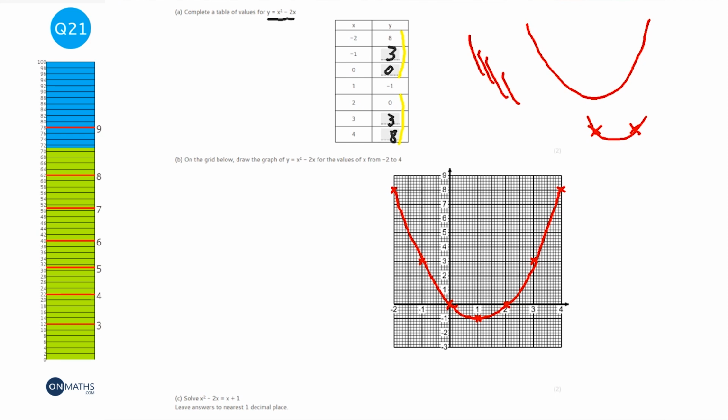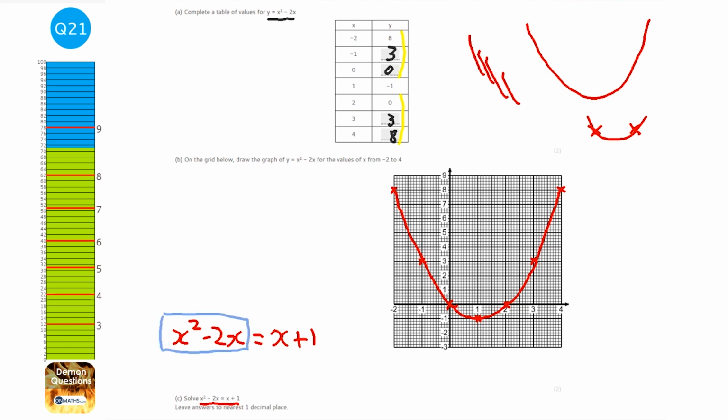Okay, the last question says to solve this little equation here, which says x squared minus 2x equals x plus 1. Now you might notice that the left-hand side of this we've just plotted. The right-hand side of it, well, we haven't got that. So what you need to do is just plot the right-hand side equation. So we want to plot y equals x plus 1.